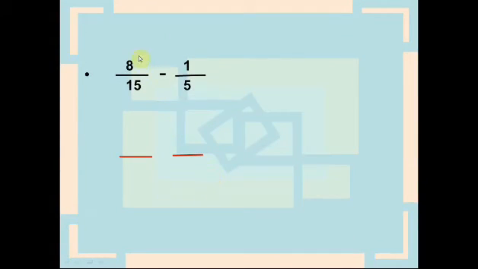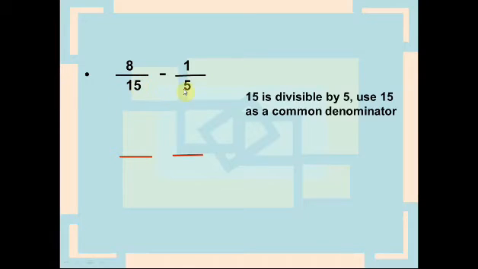Another example, 8 over 15 minus 1 over 5. Here also the greatest denominator is 15 and it is divisible by 5. For that we use 15 as a common denominator.